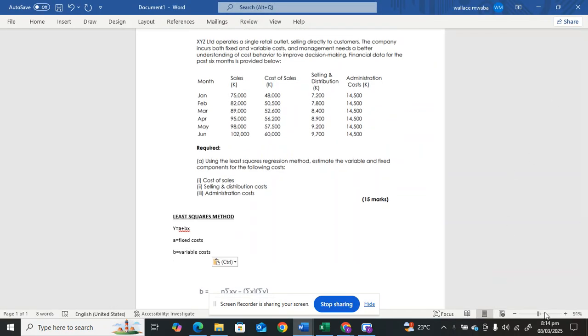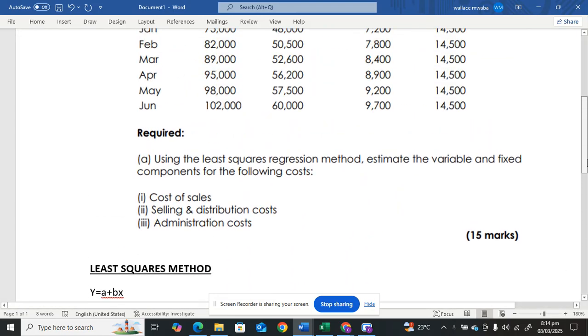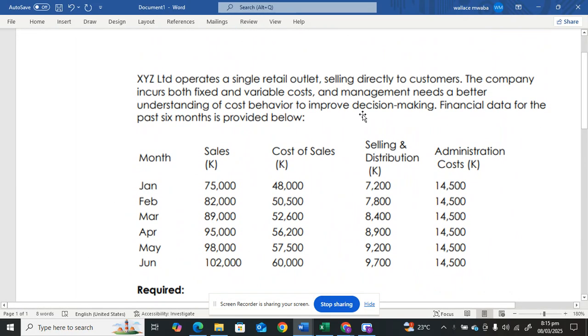So we have this question here. XYZ Limited operates a single outlet selling directly to customers. The company incurs both fixed and variable costs, and management needs a better understanding of cost behavior to improve decision making. Financial data for the past 6 months is provided.